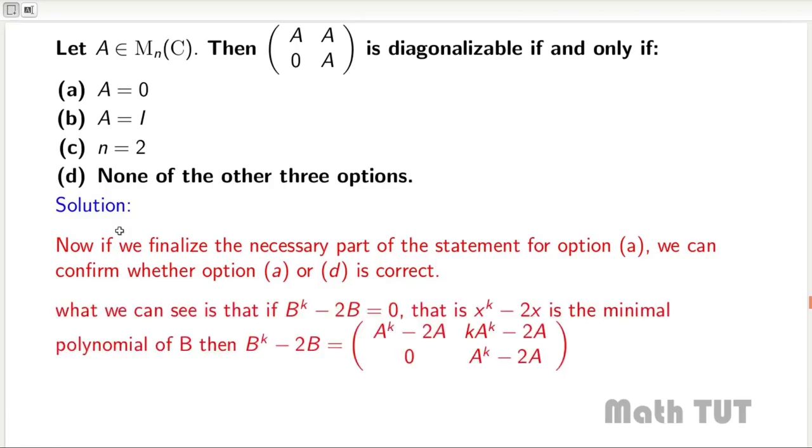So the interesting part about this kind of matrix B is that if you simply find B power k and subtract 2B, and suppose it is equal to 0, then we can say that x power k minus 2x is the minimal polynomial of this matrix B. But when you find B power k minus 2B, you can see that this term becomes a power k minus 2a. The same is repeated down here, a power k minus 2a. Here we are getting something like k a power k minus 2a.